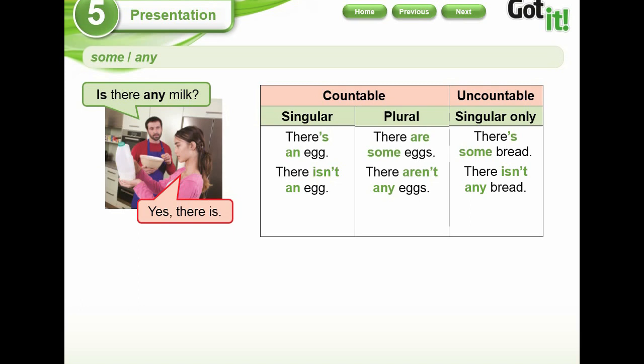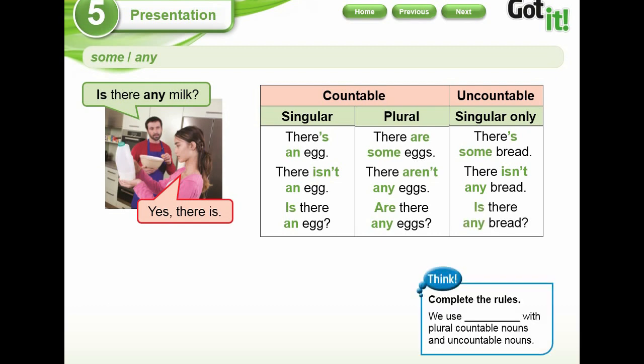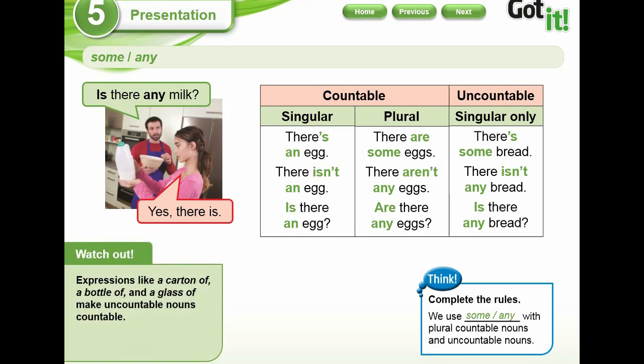¿de acuerdo? Is there an egg? Are there any eggs? And what do you think about this? Ajá, eso es. Is there any bread? Listo. Como que dice la regla, ¿no? We use some and any with plural countable nouns and uncountable nouns. Usamos el some y any con sustantivos plurales, contables, y con sustantivos incontables.